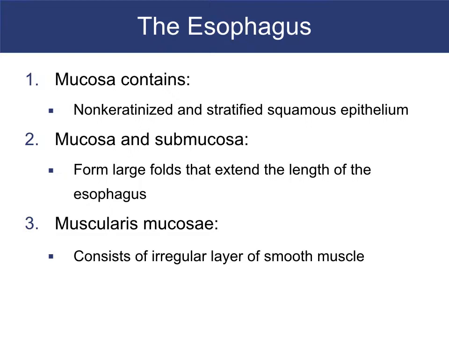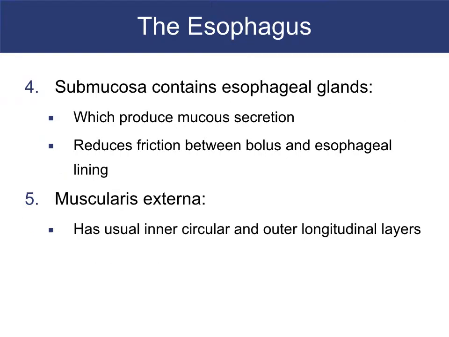There are large folds that extend the length of the esophagus that kind of point the way for the food down the way, I guess. The muscularis mucosa is that tiny little layer of muscle that, once again, is very small. The submucosa contains a number of esophageal glands, and they make a lot of mucus. You want your esophagus to be very greased up for when you swallow that bite of popcorn or something. Keep it from scraping you and allow it to get on down. Muscularis externa has the usual inner circular and the outer longitudinal layers.